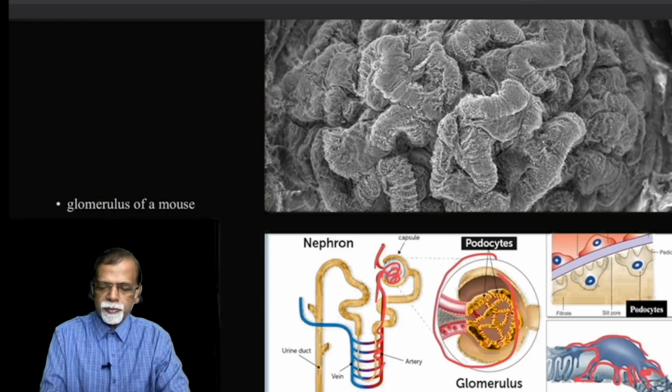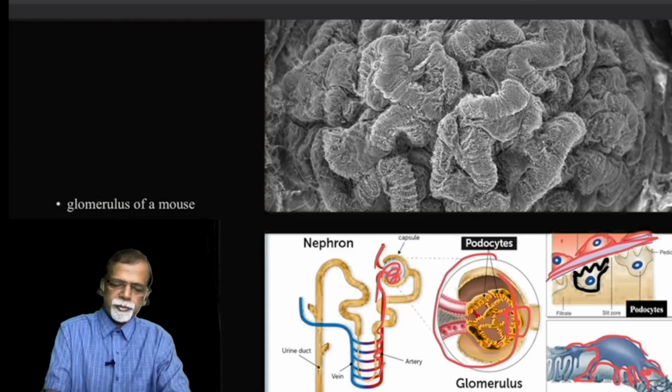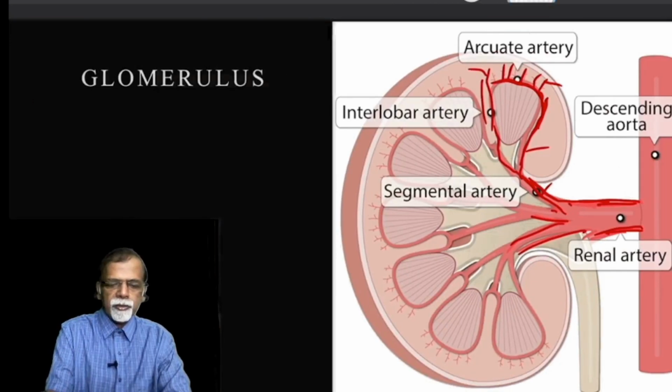So if you take a magnified view of this part that is shown here, you can see this is the glomerular capillary or the blood vessel, and these are the endothelial cells. This is the basement membrane, and these are the podocytes. So you can see the foot processes of the visceral epithelial cells protecting the glomerulus.